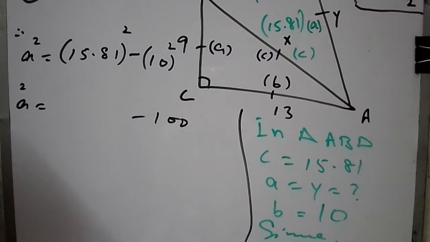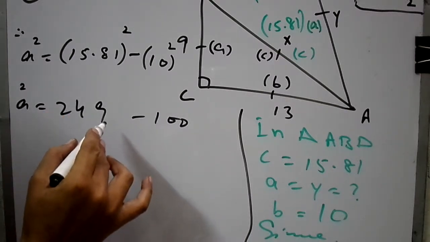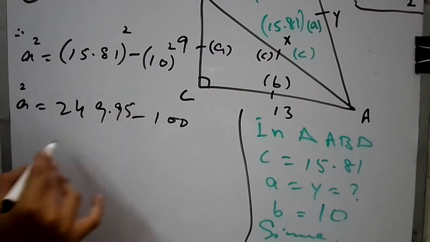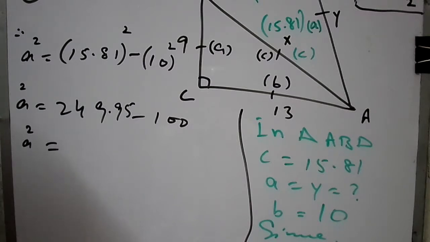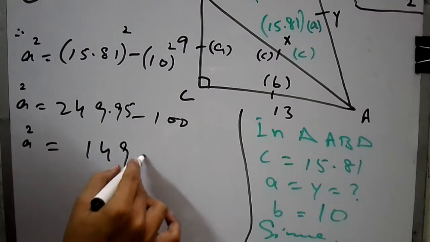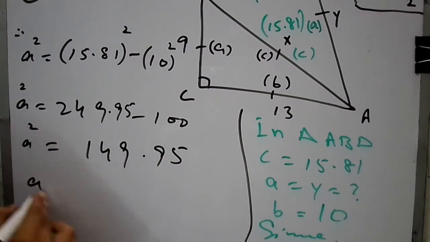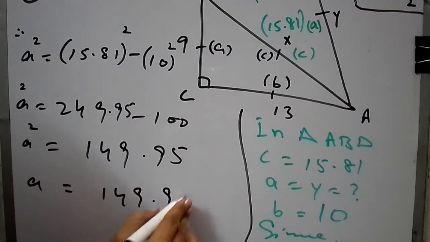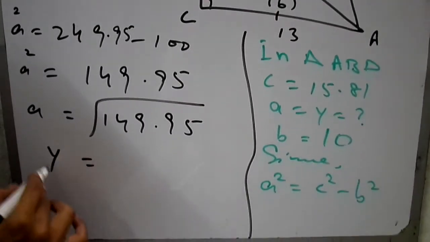15.81 multiplied by 15.81, you will get 249.95. So minus 100, the value of a square is 249.95 minus 100, you will get 149.95. So that is your a square, but we need the value of a, so 149.95 under root. Therefore the a is representing actually your y.